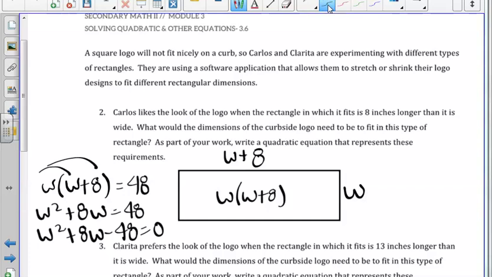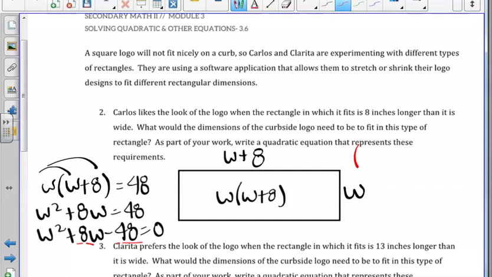In our previous unit, we discovered how to factor a quadratic equation where a is equal to 1. We know we can factor this quadratic equation if we find two numbers that multiply to our c value and add to our b value. If we think of the factors positive 12 and minus 4, we know those multiply to negative 48 and add to 8.